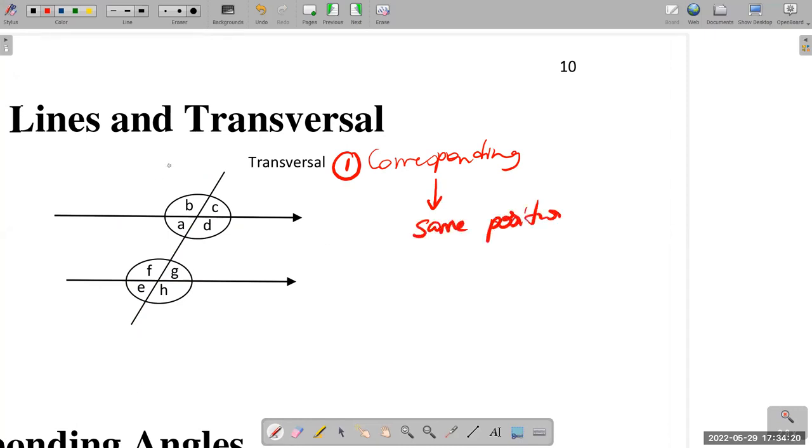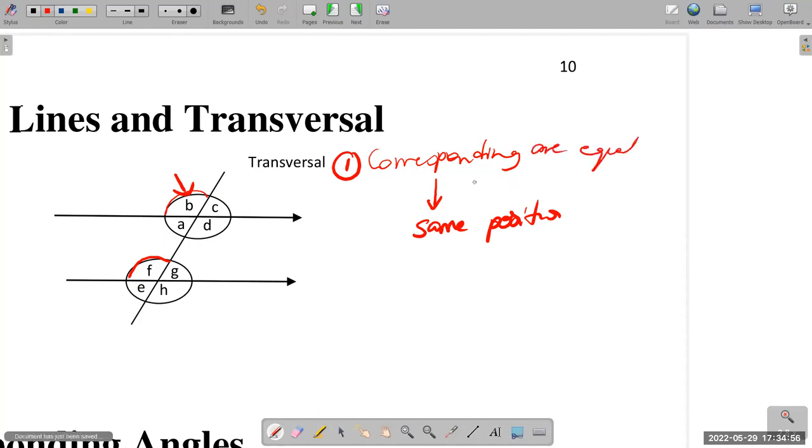So when it comes to B, who is corresponding to B? Everybody, let's go. Which letter is corresponding to B? It is F, because look at it. B is top left. Look down here. F is top left. So who is corresponding to C? And corresponding angles are equal.